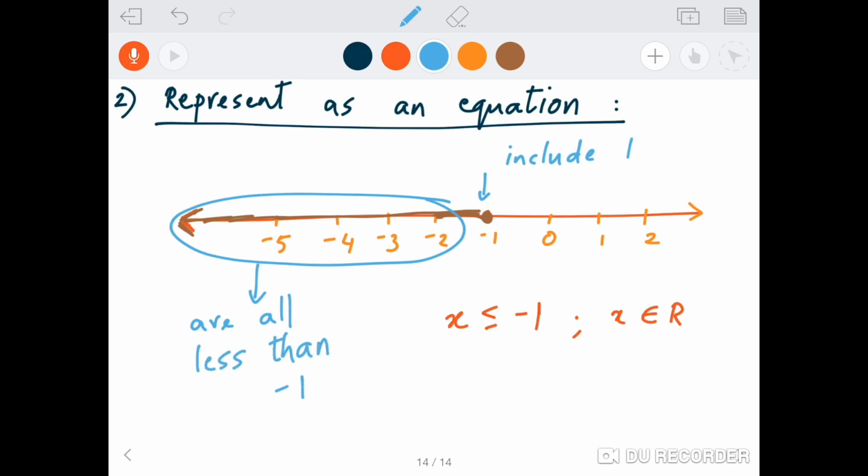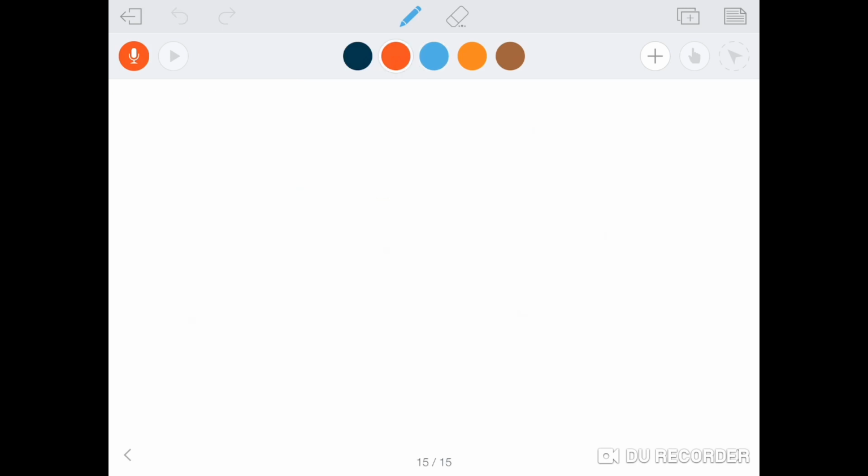And everything that is circled there are numbers that are less than minus 1. All these are real numbers, and remember, real numbers are those that can be represented on the number line. They could include fractions, decimals, and all of that. So x less than minus 1, x belongs to R would be your solution.